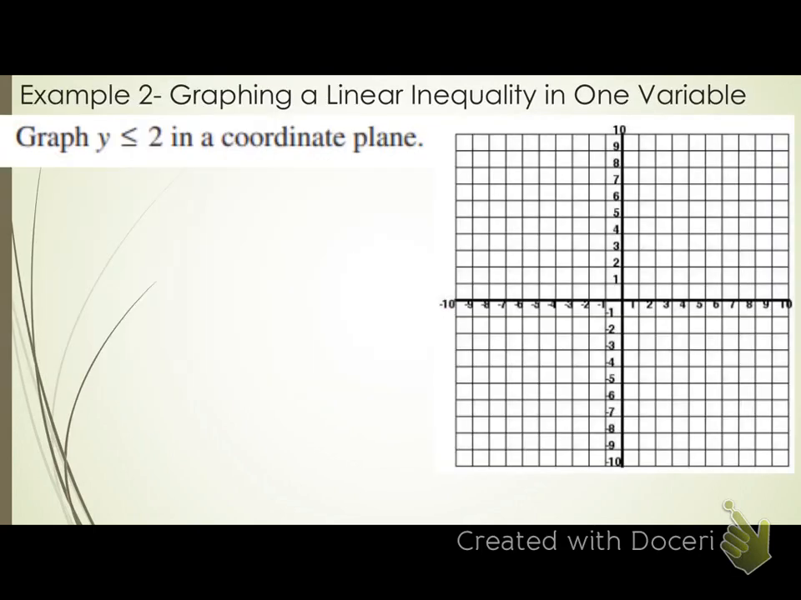Example 2. Graph y is less than or equal to 2 in a coordinate plane. Y is less than or equal to 2. So right off the bat, we got one of our special lines here. Step 1 tells me to do what? Yeah, I'm going to graph y equals 2. That's going to be my boundary line. I just replace the inequality with my equal sign, right? How do I graph y equals 2?